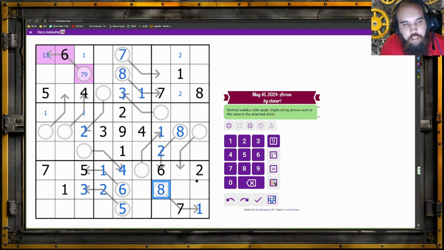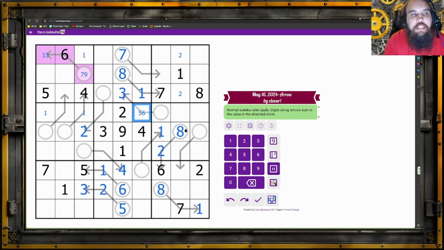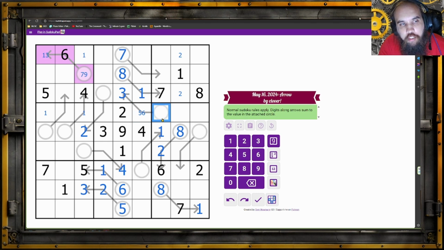Let's see. Next thing we can work on is, how about this 3 guy right here? 1, 2, 3, 4. 5 is the lowest digit this can be. 6 is the highest. And that would make this be a 8 or a 9, and it does see an 8 both in the box and in the column. So this has to be a 9, this has to be a 6.